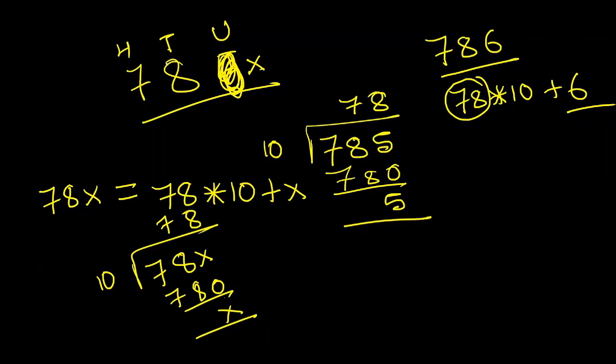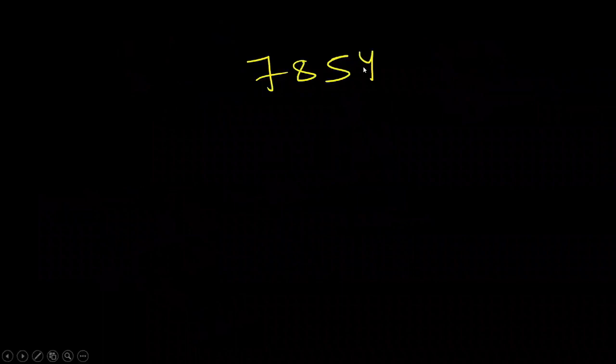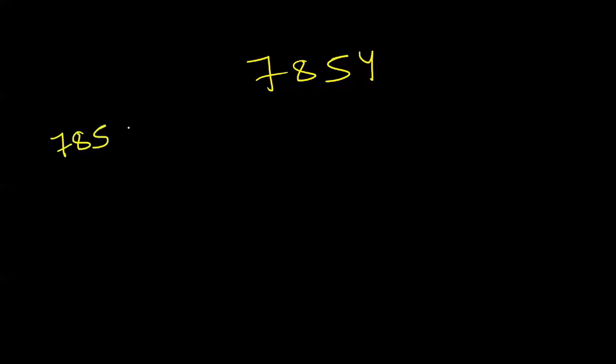Try to understand. If I have a number like 7854 and I ask you what the digit in the units place is, try to understand, guys. 7854 can be written as 785 into 10 plus 4. You can write it like this, right? This 7854 number can be written as 785 into 10 plus 4.